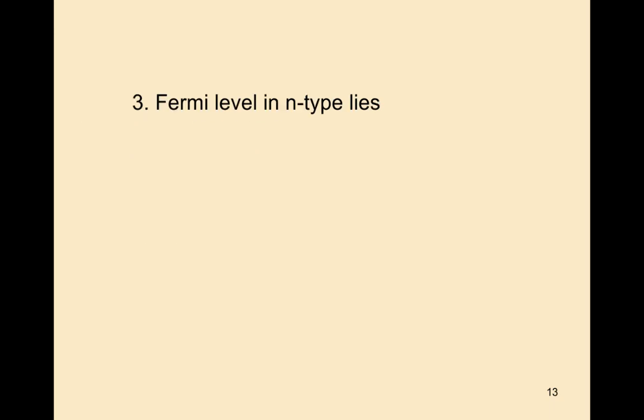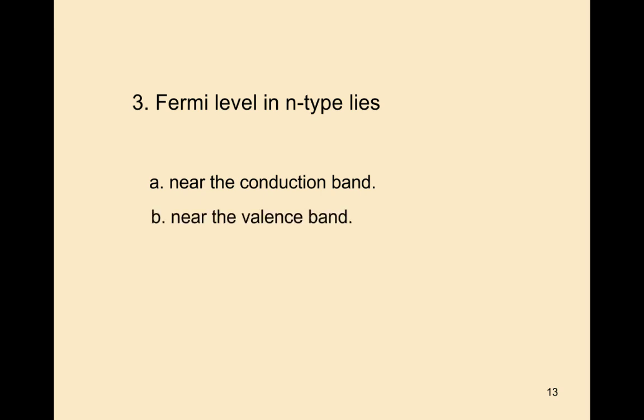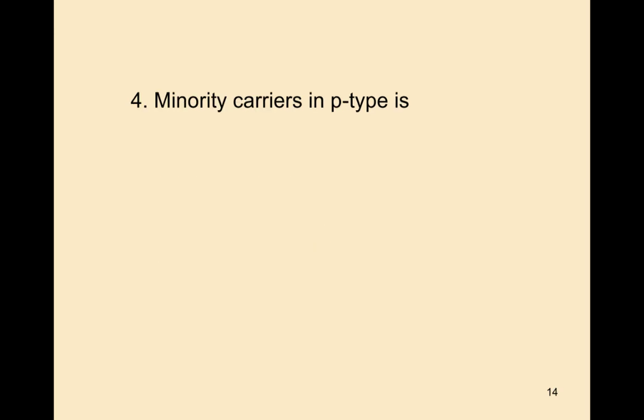Third question: Fermi level in n-type lies. Options: near the conduction band, near the valence band, in the middle of conduction band and valence band. What is the correct answer? Fermi level in the n-type lies near the conduction band. Correct answer is A.